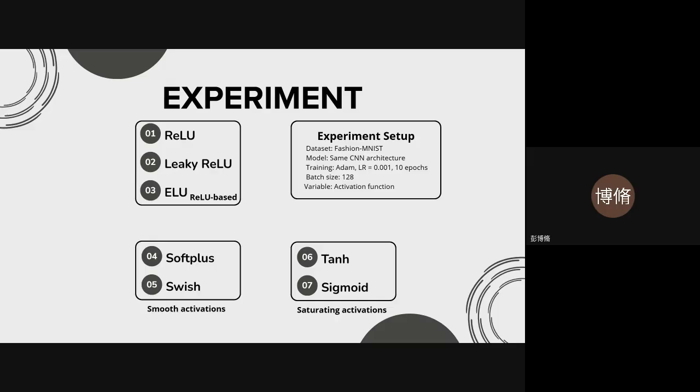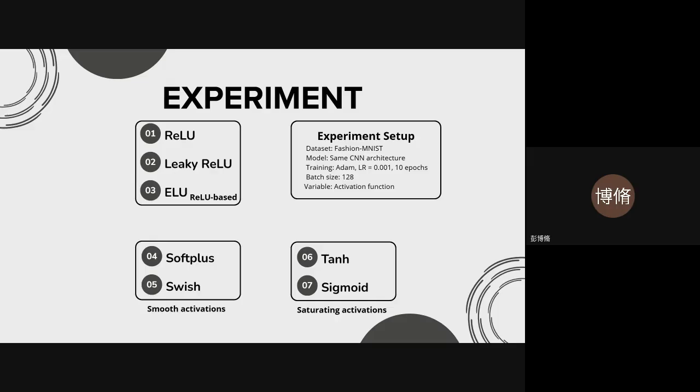And to make the comparison clearer, we can group the activation functions into three categories. The first group is ReLU-based activations, including ReLU, leaky ReLU, and the ELU. And the ReLU is used for our baseline.